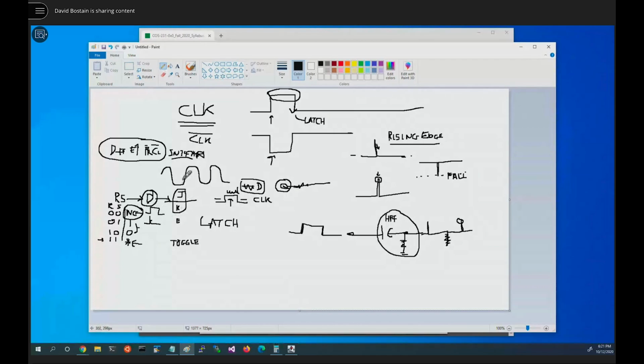So JK often has a preset and clear as well. And the only main difference between it and the D in terms of what you would actually go out and buy is the fact that the JK has this toggle function. However, this part right here is very expensive relative to other techniques of putting a level to edge converter on a chip. So this JK, which uses the actual edge, is more commonly put into a JK, we'll abbreviate so we're not tacky here, MS flip-flop.